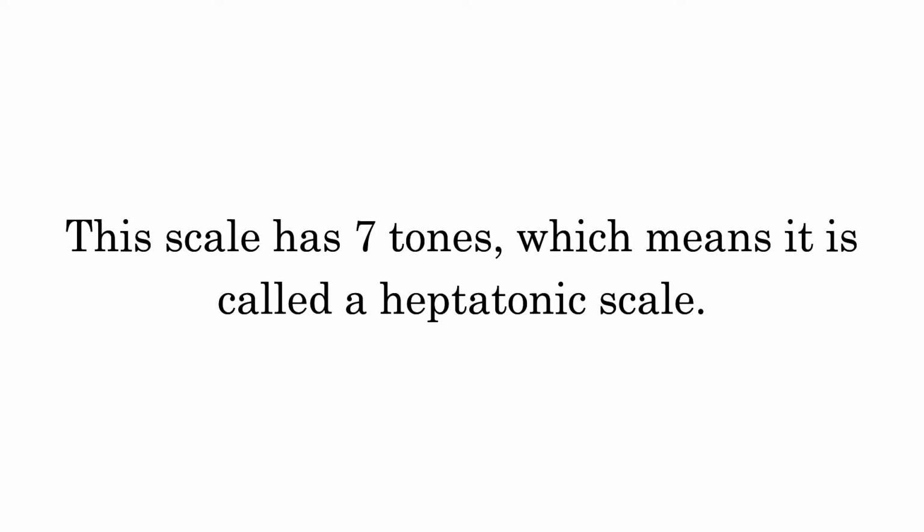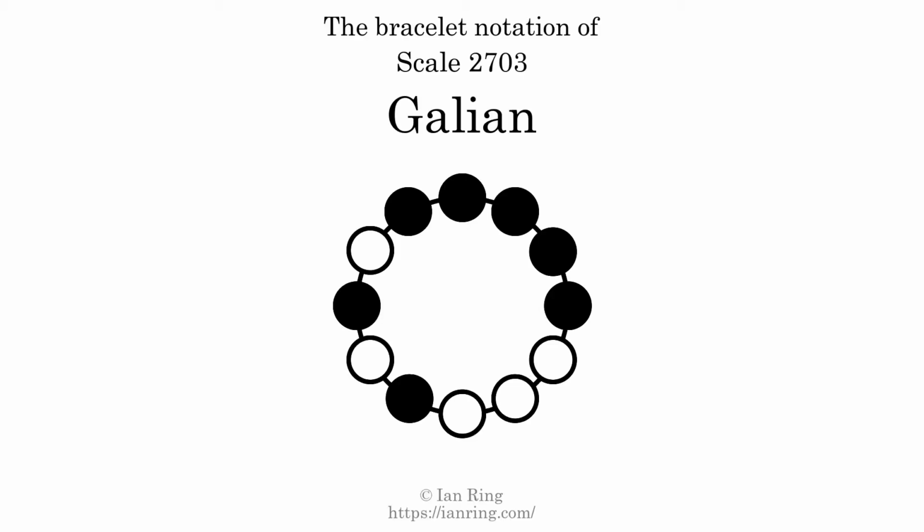This scale has 7 tones, which means it is called a heptatonic scale. This is a bracelet notation diagram of scale 2703. The shaded circles represent tones that appear in the scale, and they are read clockwise, starting at the top.